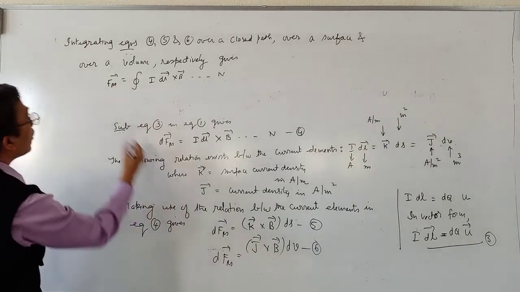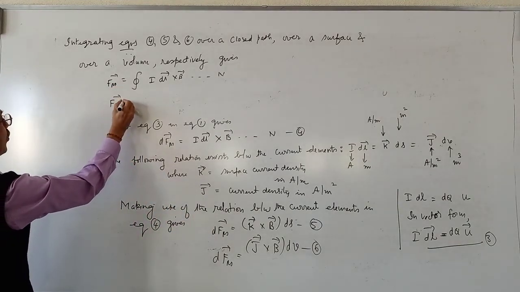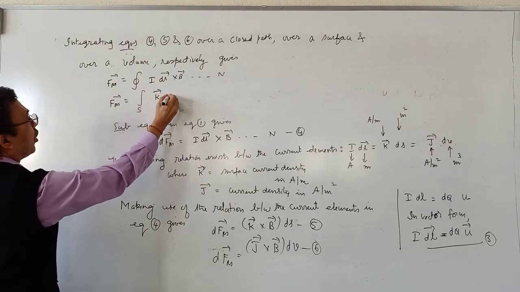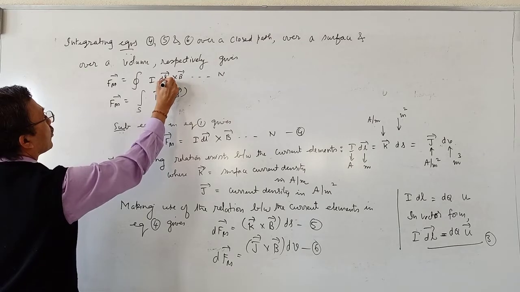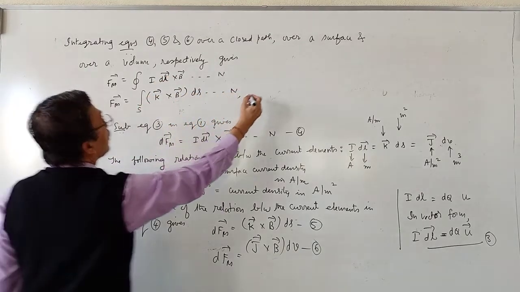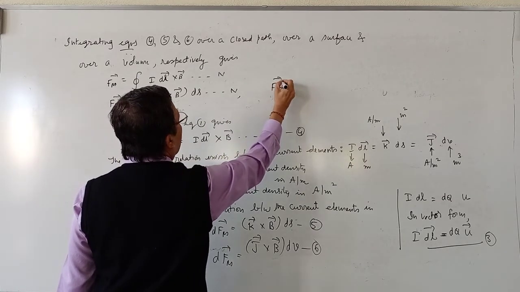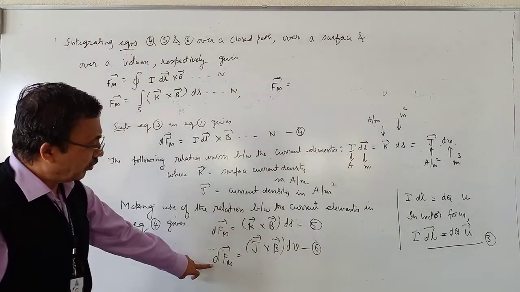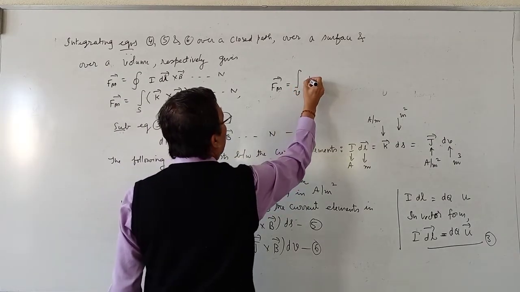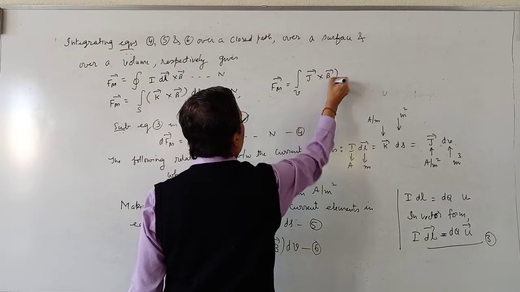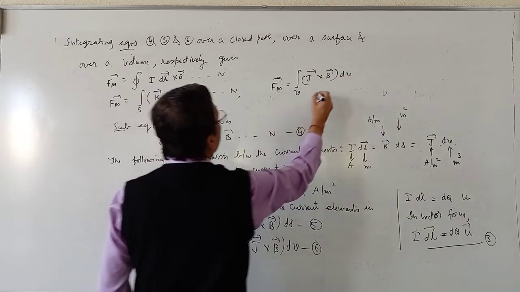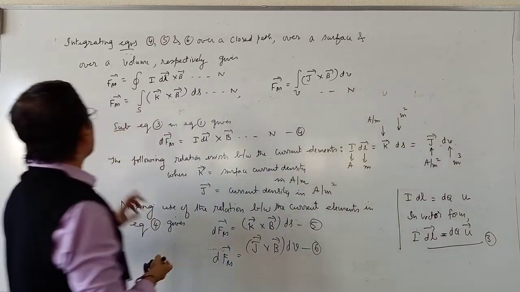Then take this equation. Vector Fm is equal to the surface integral of vector K cross vector B ds, in newtons. Finally, vector Fm is equal to, integrating this equation 6, over a volume, the integral of vector J cross vector B dv. This is also in newtons. These are the three equations.